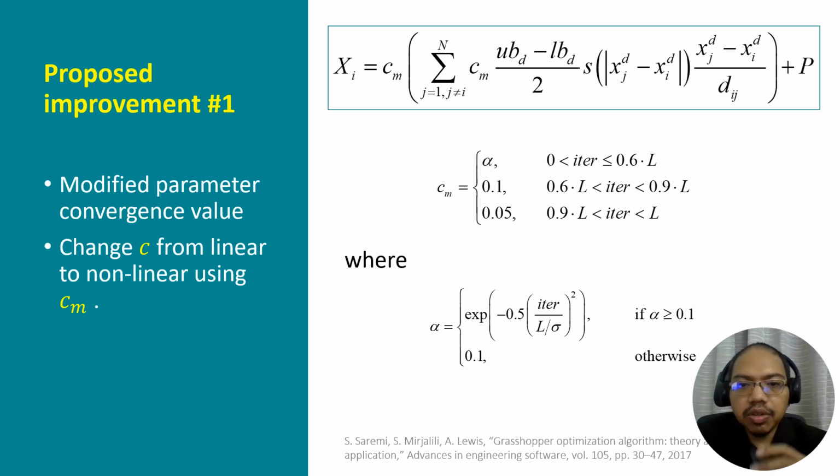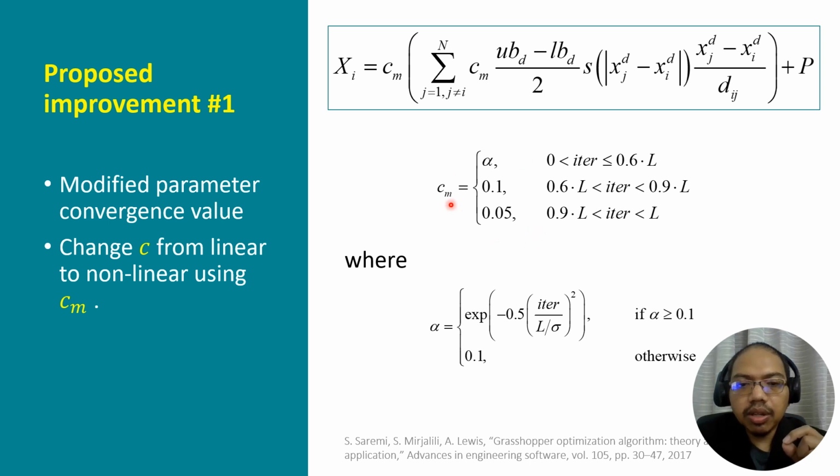So using the equation that we have modified, the C in the previous GOA now becomes Cm, and the T from the original GOA becomes P. So we are going to look at the first improvement, where we modified the convergence parameter value. We change from a linear method to a non-linear method. So how do we change a linear method to a non-linear method?